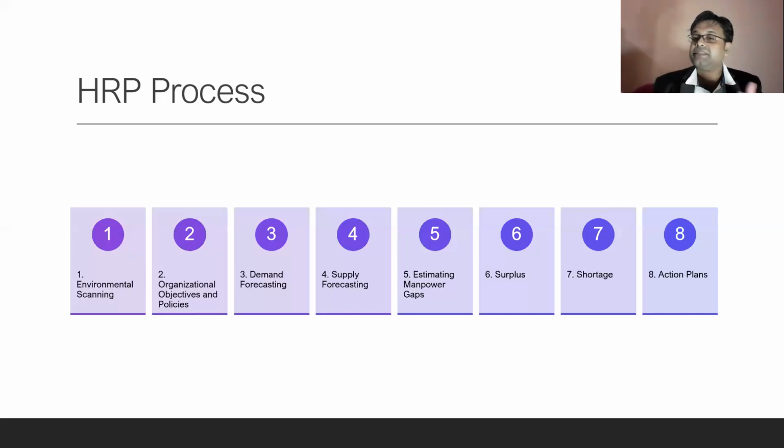Based on the demand and supply gap, we can analyze that we have 100 people presently and a requirement of 120 people in January 2021. So there is a gap of 20, so we need to hire 20 people. That is called shortage. But the vice versa is also true. We have 100 manpower right now, but in January 2021 there is a requirement of 70, so 30 employees are surplus. Based on the situation of surplus or shortage, we will be taking the action plan.